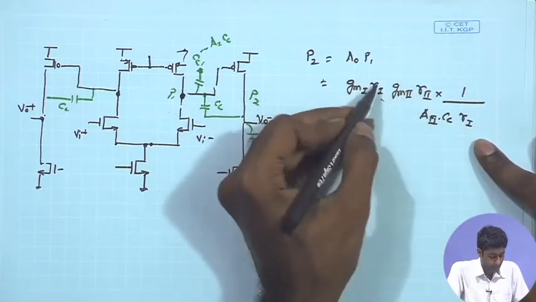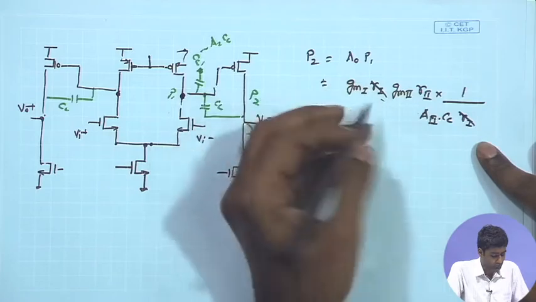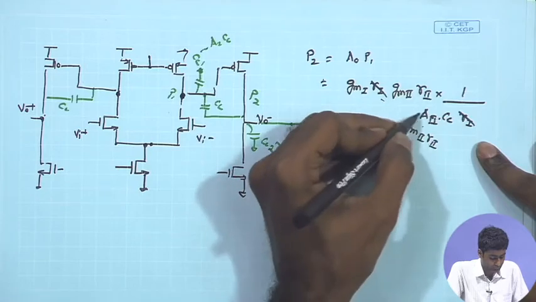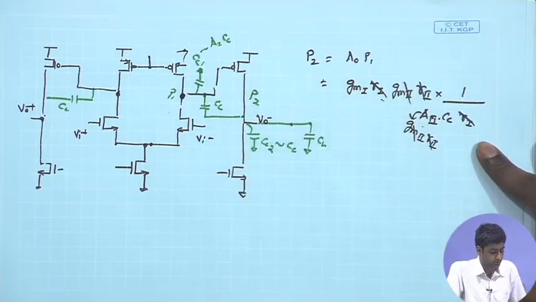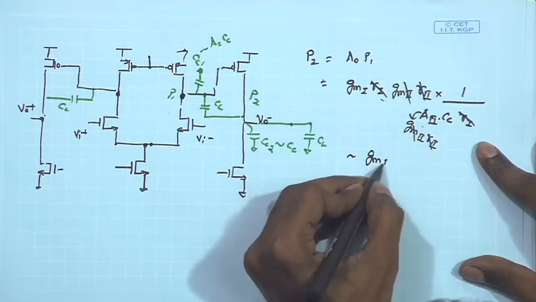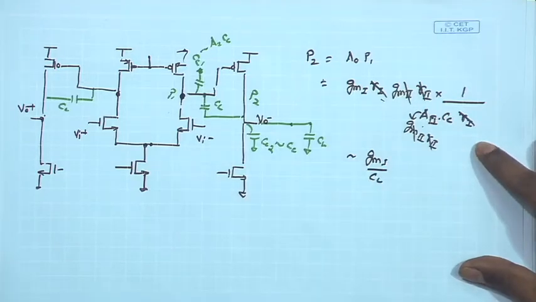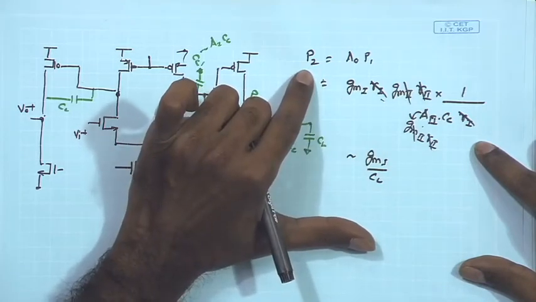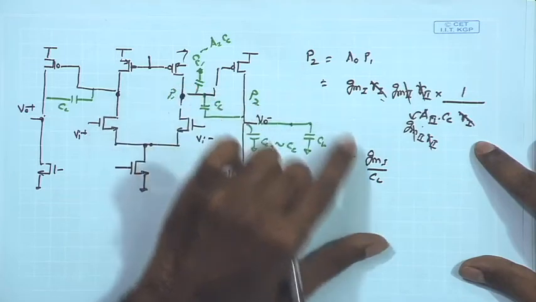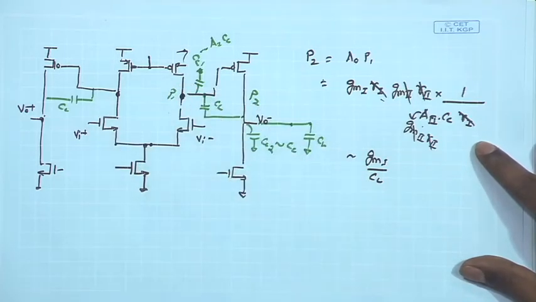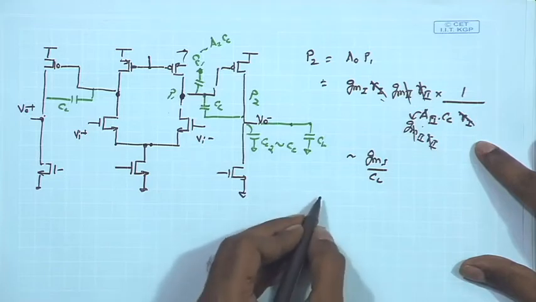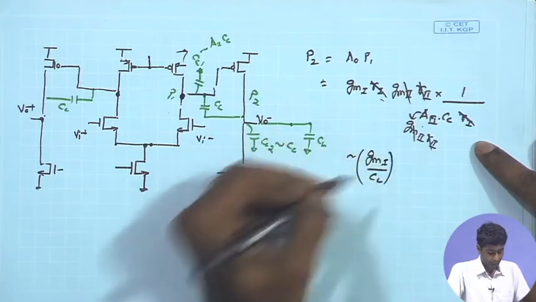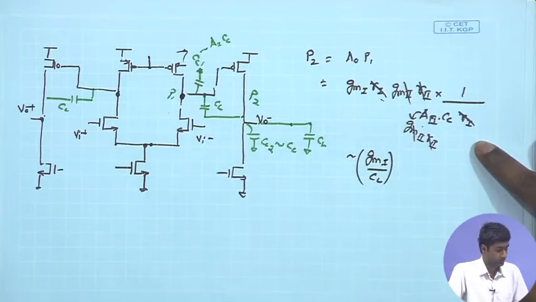So, this is your P1. So, here we can get R1 cancelled, and you have A2, which is basically nothing else but GM2 times R2. So, this is your A2, and therefore, these two factors also get cancelled, and therefore, you are left with GM1 upon Cc. So, what I want to do is I want to make the P2 equal to GM1 upon Cc. So, this is the relation that I want to have.